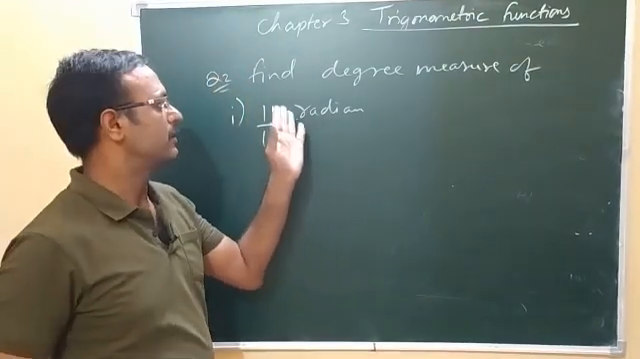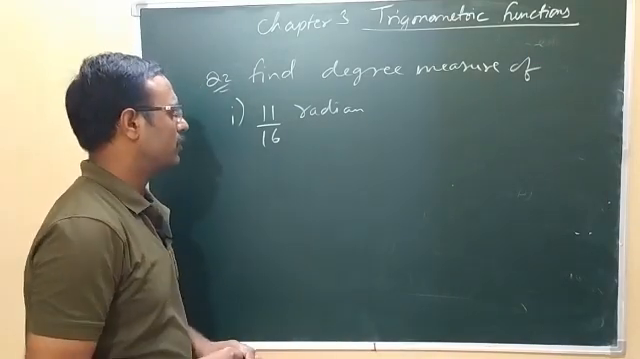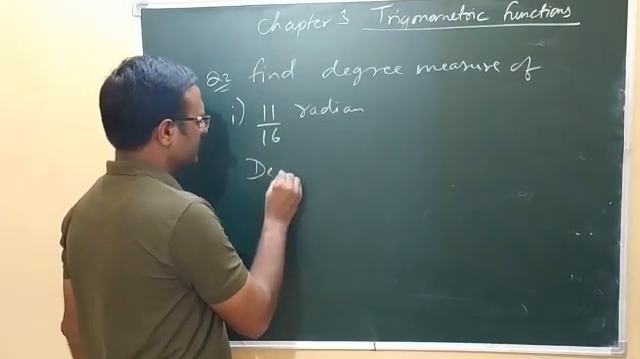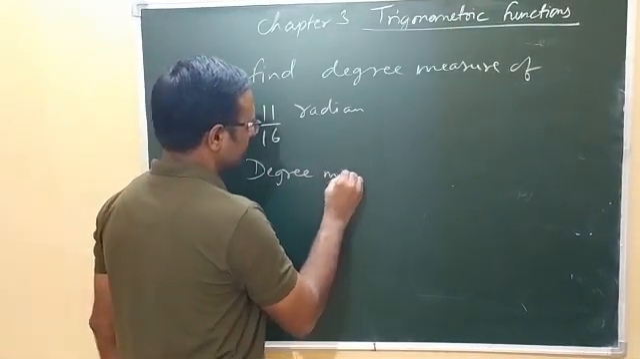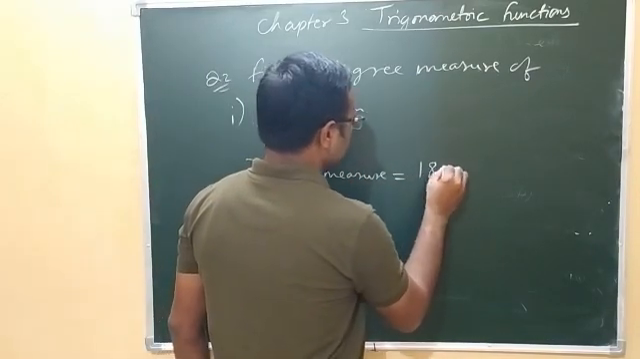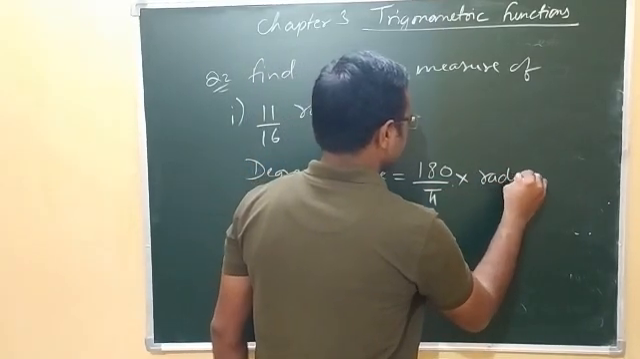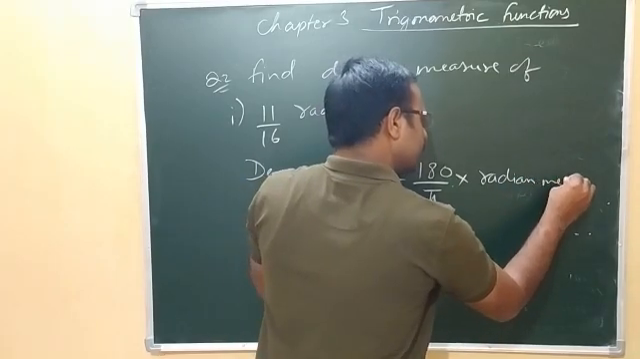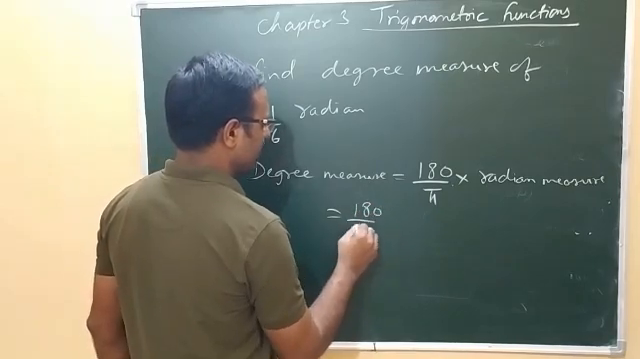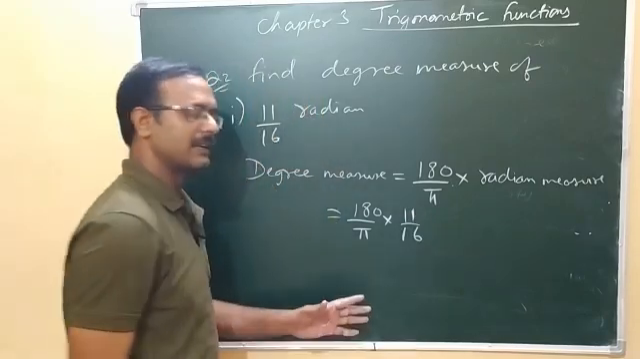Let us see this question. Find the degree measure of the given radian value. So you know the formula for converting into degree. Degree measure equals 180 upon pi into radian measure. So let's put the value: 180 upon pi into 11 upon 16. This was the radian measure.